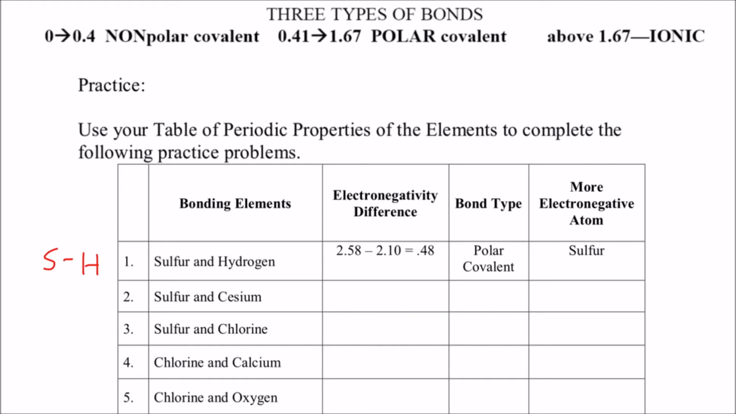Okay, so I want you to go through and do the rest. Fill out the rest of this chart, and we'll come back in just a second and see what you got.